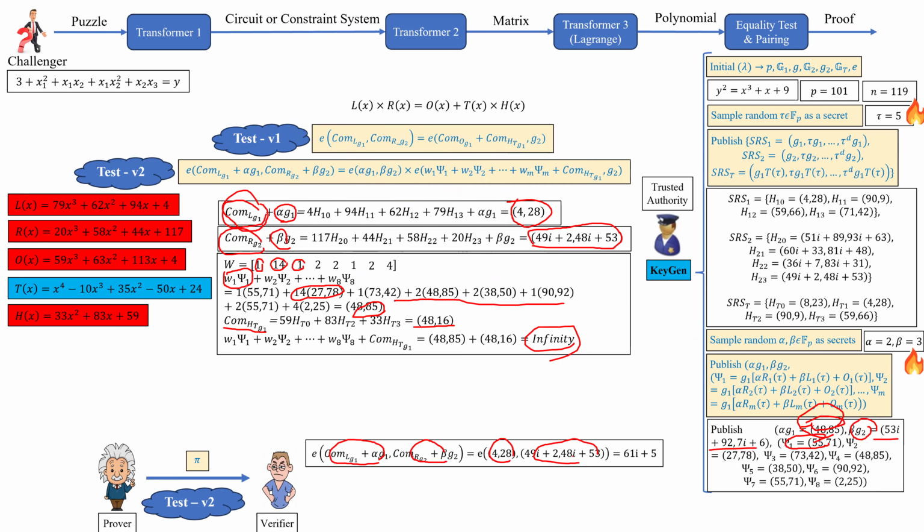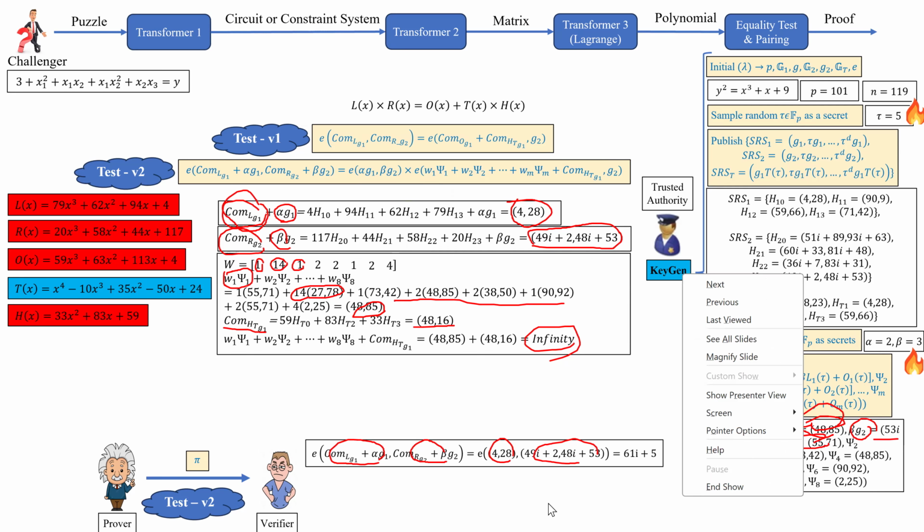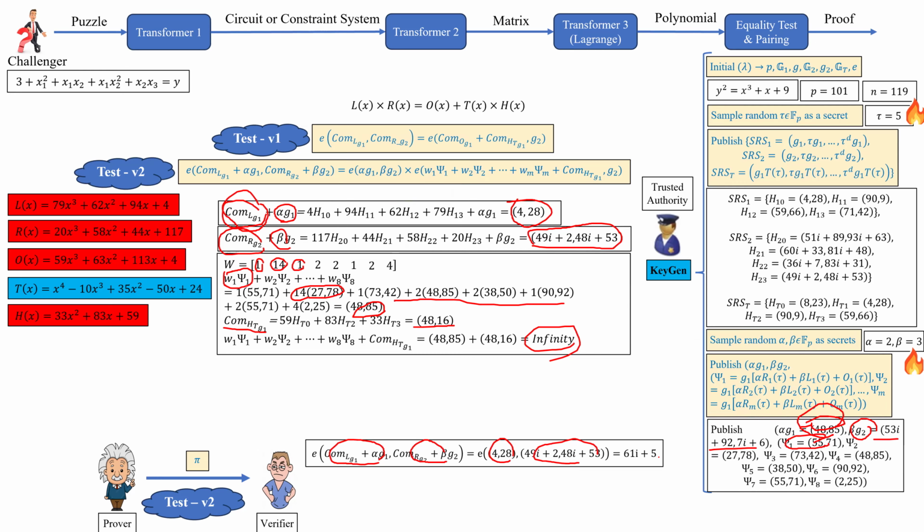You can use our website again, the pairing, and you will see that the pairing of these two values equals 5 plus 61i, right? So this is the left part of the test version 2. So now the right side, right?